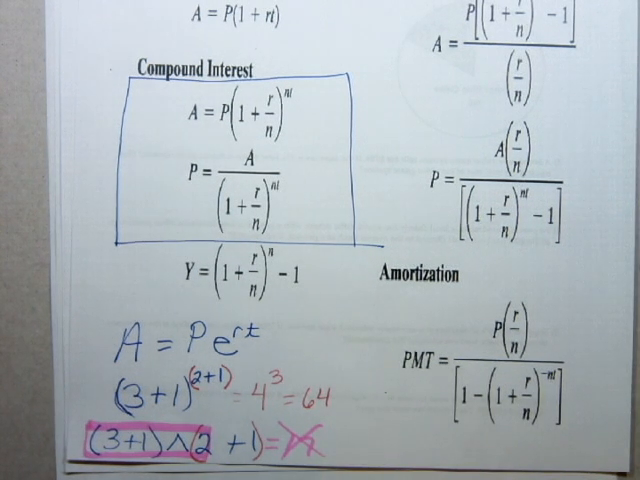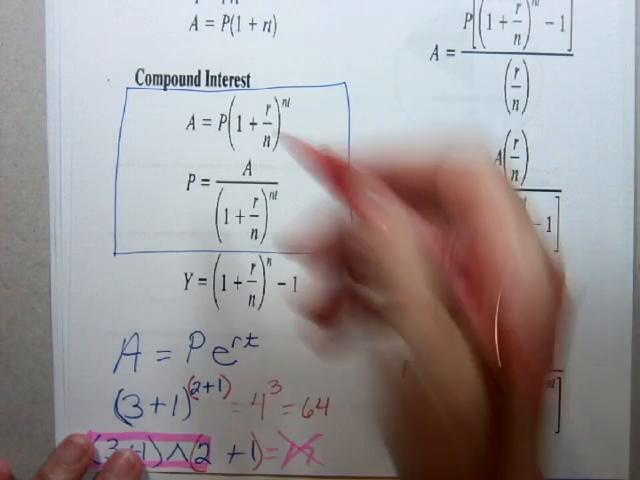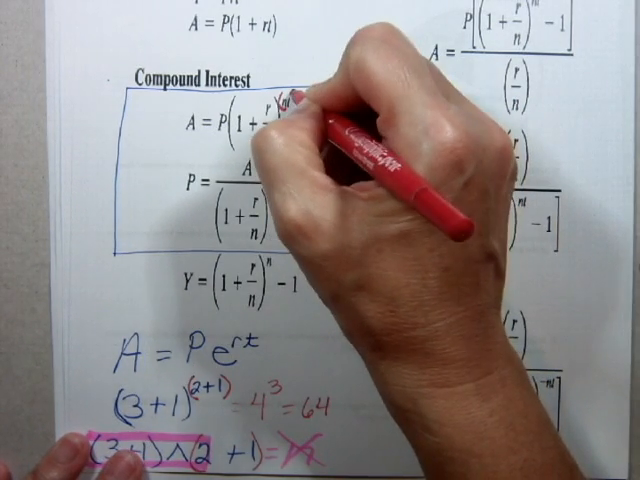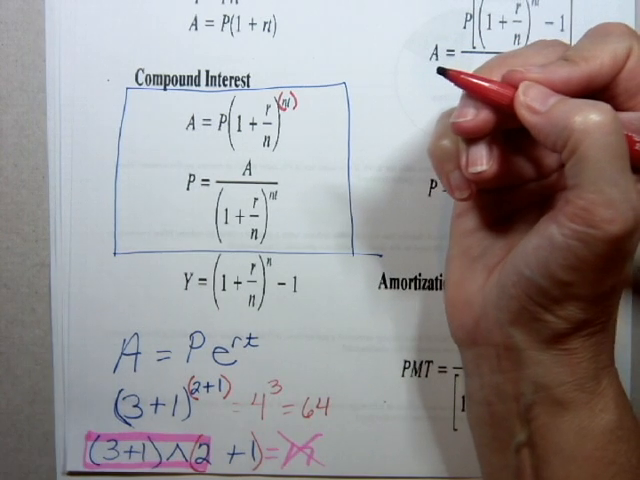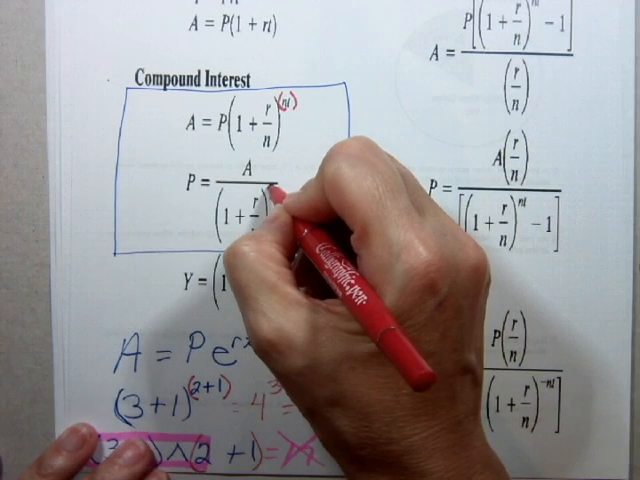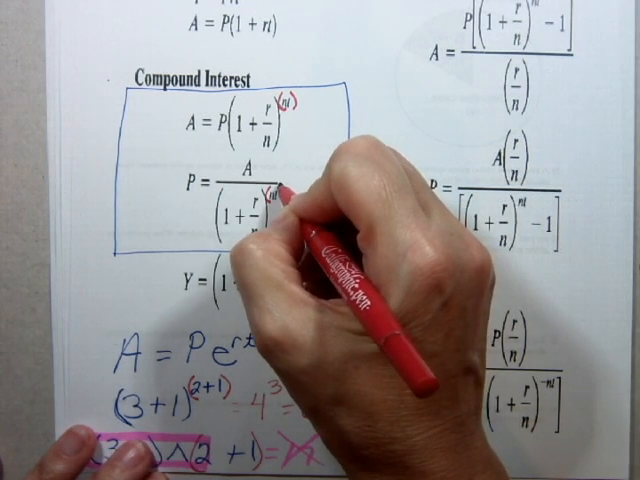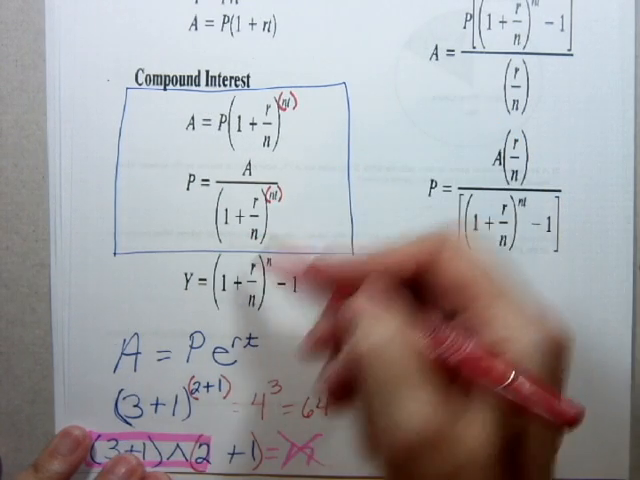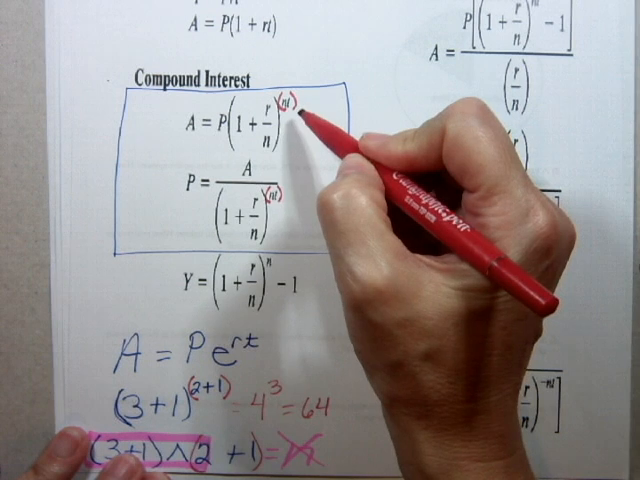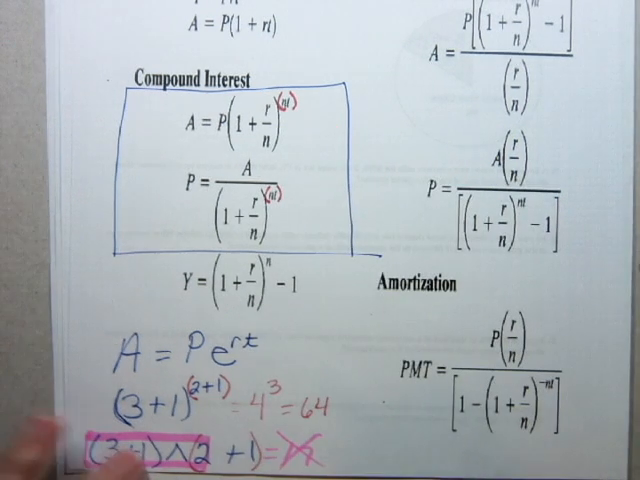Now, why am I saying this? Because on these two formulas, if you do not put this n times t in parentheses, it will not know to take it to the power of n times t. It's just going to take it to the power of n, and it'll multiply your whole answer by t. So you don't want that. So you will need to remember to put those parentheses.